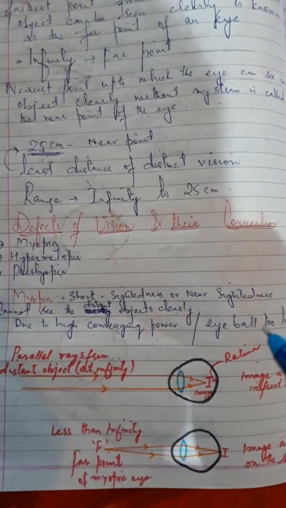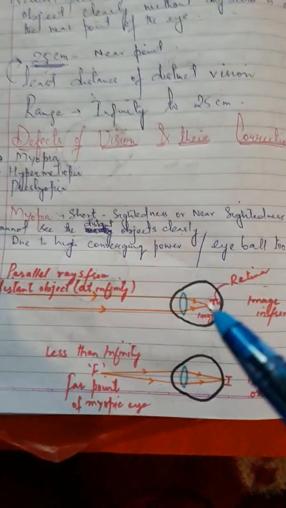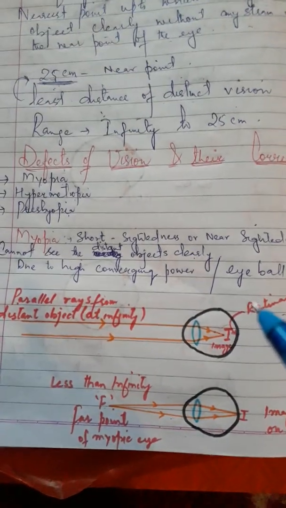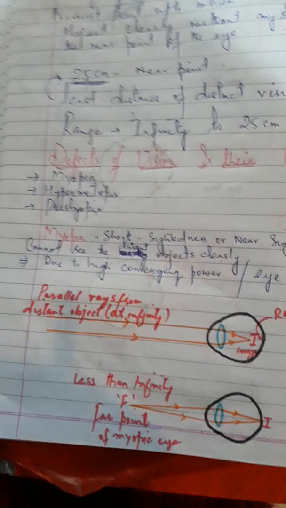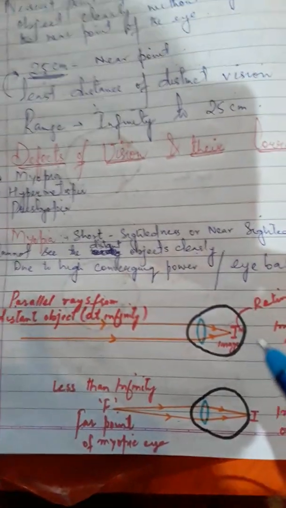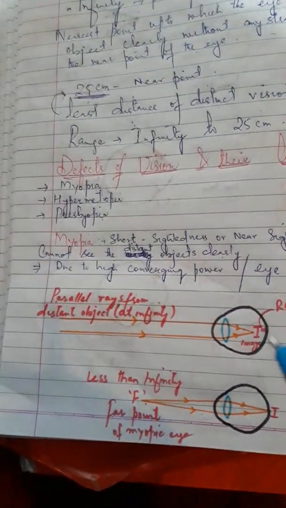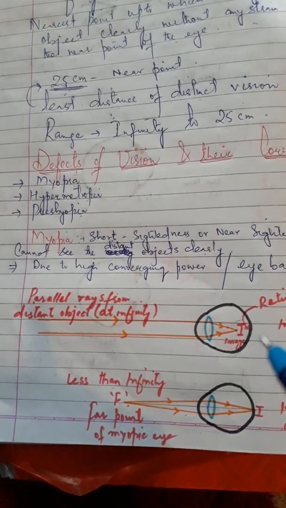Hi students, in the previous lecture I taught you about accommodation and the range of vision. Now today's lecture is about defects of vision and their correction. Now you know the ability to see is called vision or eyesight.